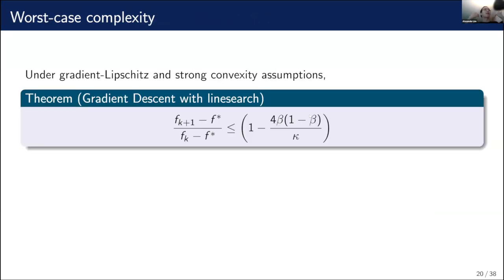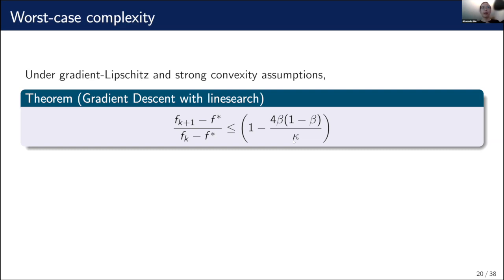Now, under the gradient Lipschitz and strong convexity assumptions, this is the worst case complexity for gradient descent with line search. What it says is that every iteration you take, the error is a certain ratio smaller than this particular constant here. This is smaller than 1, which is what we want, because the more you iterate, you keep multiplying it, and the terms get smaller and smaller, until eventually you are guaranteed to hit F star. Now that depends on kappa. The bigger the kappa, the worse it is.